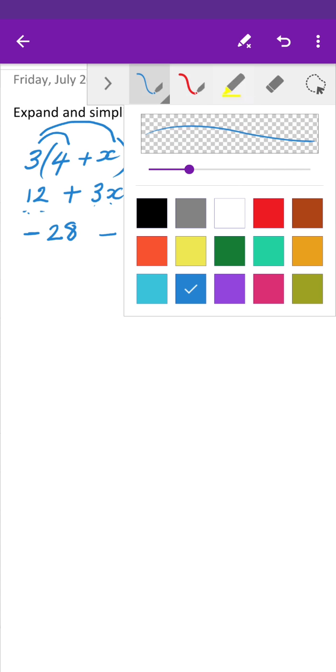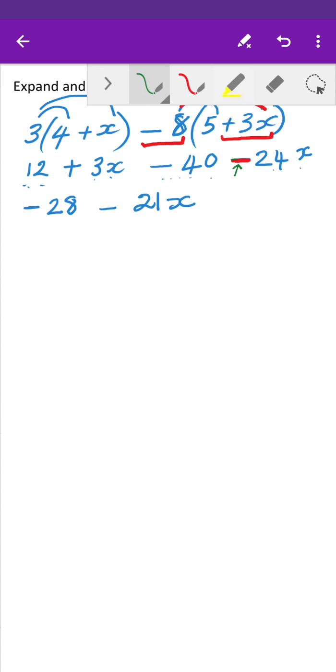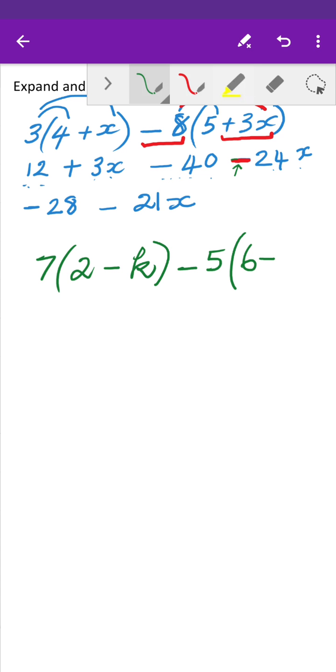Let's have a look at another one. I'll change the color here because we've got to do a few. The problem is this negative here. That's the problem child of this type of question. So let's look at another one. Say 7 times 2, I'm just going to change the constant, and still a minus here, 5 times 6 plus 3k. Now here we go again.